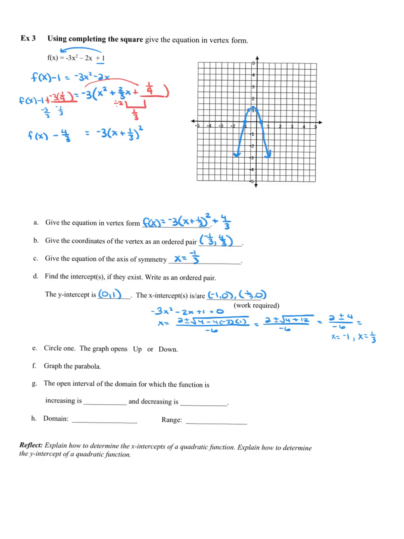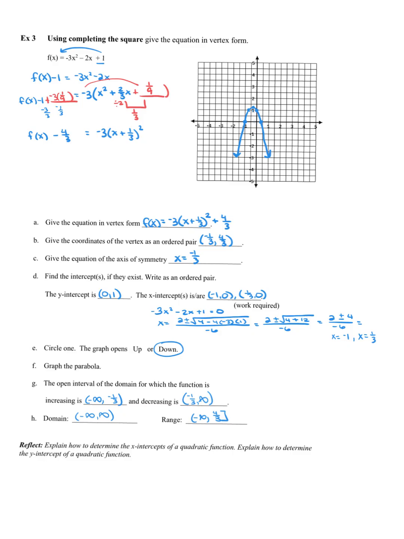Okay, the graph opens down because a value is negative. I've already graphed it. The open interval for which the function is increasing, tracing it from left to right, it increases from negative infinity to negative 1/3, and it decreases from negative 1/3 to infinity. The domain is negative infinity to infinity, and the range is from negative infinity up to 4/3.